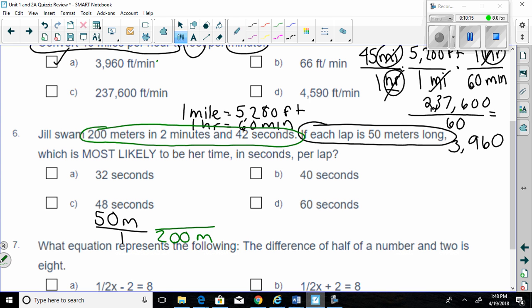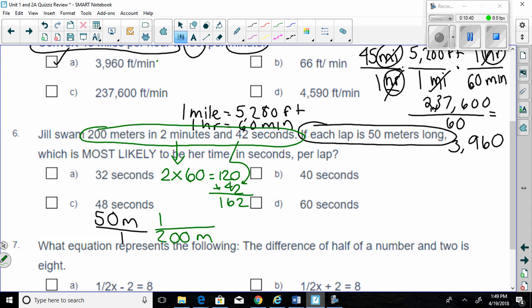Now, I can't write 2 minutes and 42 seconds. What are the answers in? Seconds, right? So how do I get 2 minutes and 42 seconds all into seconds? How'd you get that? I did 2 minutes. Well, 1 minute is 60 seconds. The next time 2 is 120, plus the 42 seconds. Plus the 42, and you got 162.